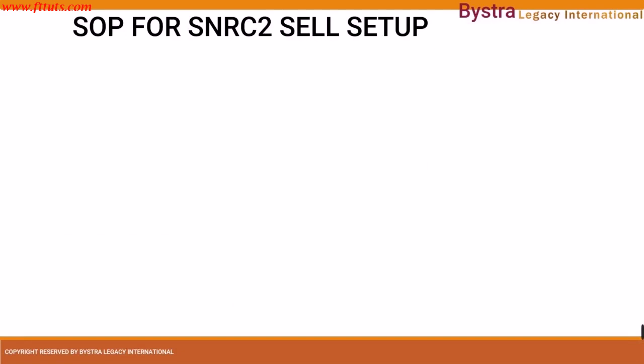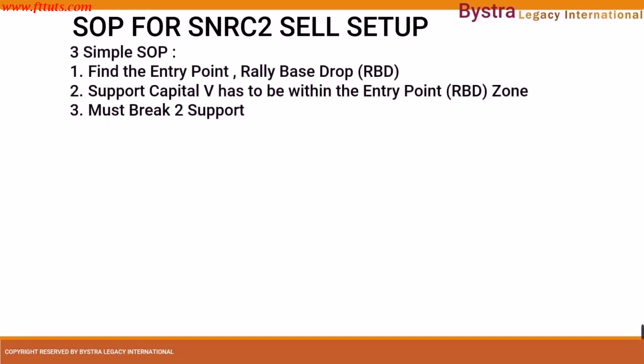Now let's look at the SOP for the SNRC2 sell setup. This time the entry point for the sell setup would be the Rayleigh base drop, and we will use the capital V, which is the support, as our entry point into the Rayleigh base drop zone. So for the sell setup, we need to break two supports. Okay, so let's have a look here.